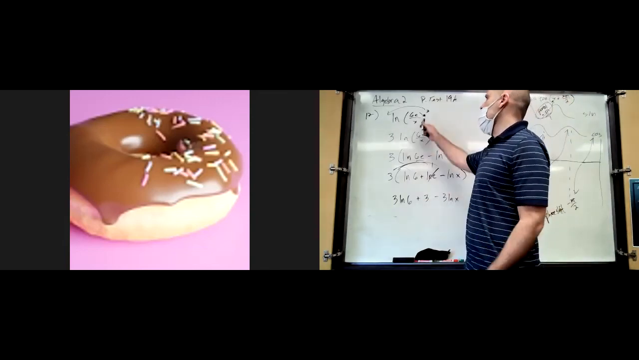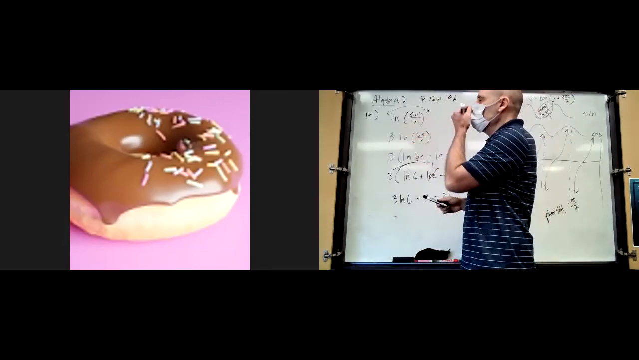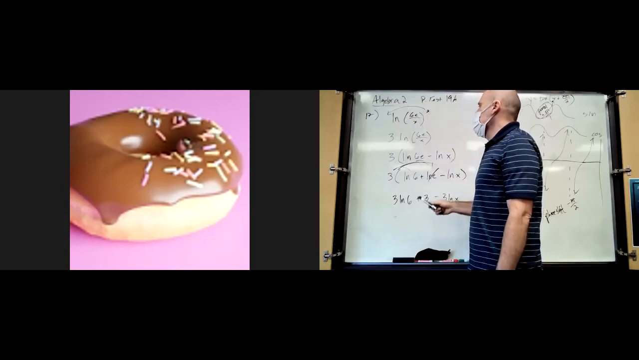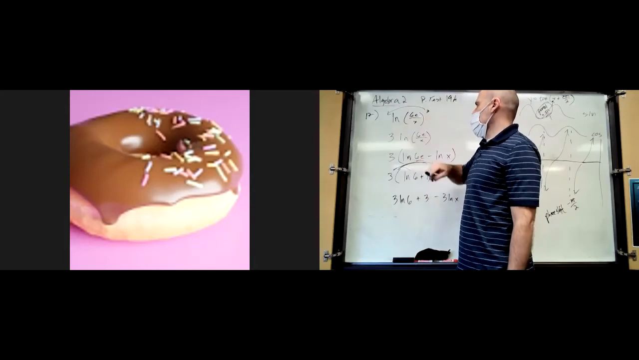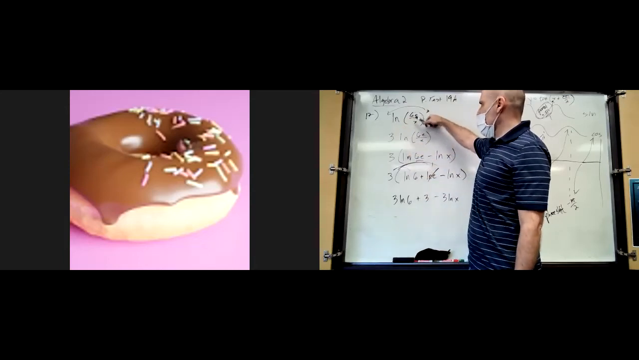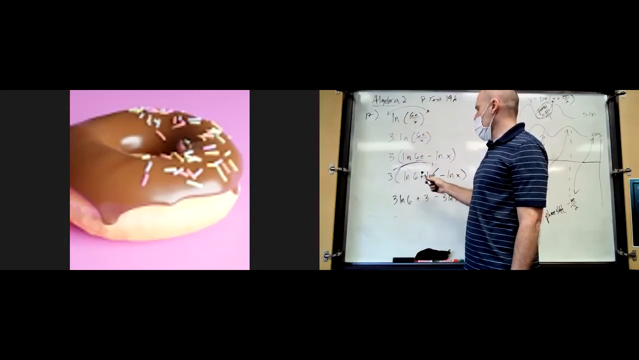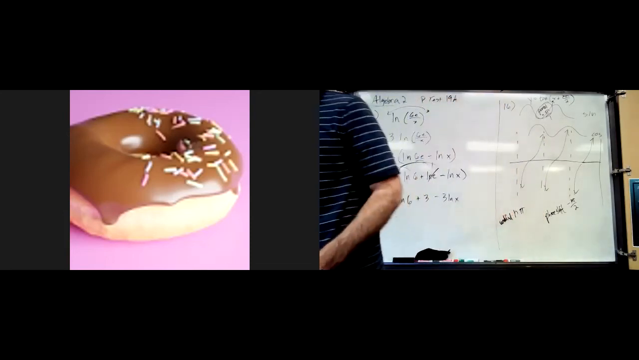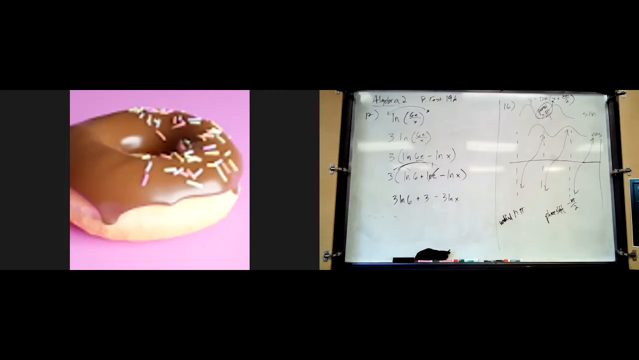So all we did was use the power rule for logarithms, the quotient rule, and the product rule. The power rule says bring it out front and multiply it. The quotient rule says subtract the 2. And the product rule says add the 2. Okay, so that's 17. Let's do 18.